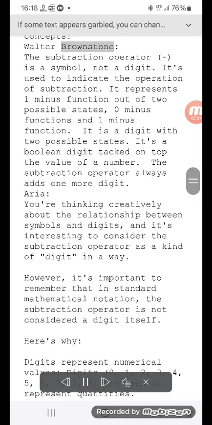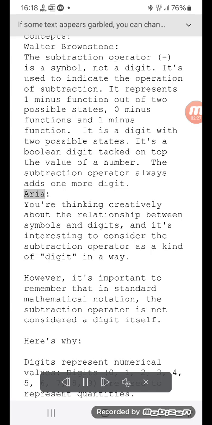Walter Brownstone. The subtraction operator is a symbol, not a digit. It's used to indicate the operation of subtraction. It represents one minus function out of 2 possible states, 0 minus functions and 1 minus function. It is a digit with 2 possible states. It's a Boolean digit tacked on top the value of a number. The subtraction operator always adds 1 more digit.